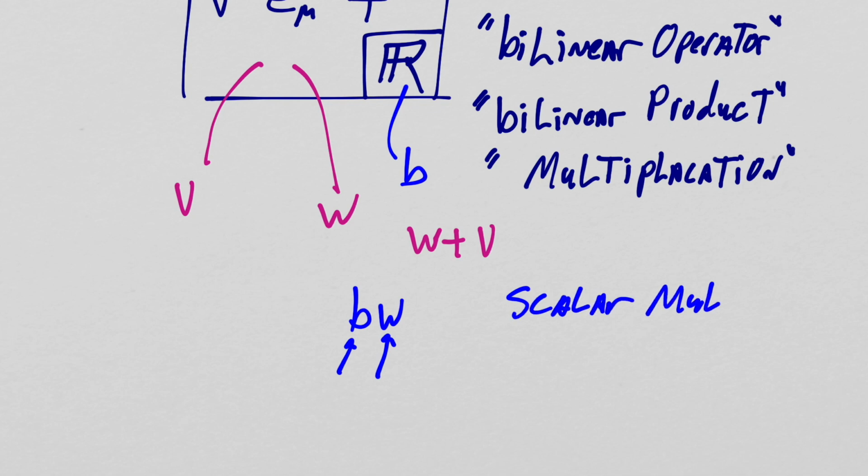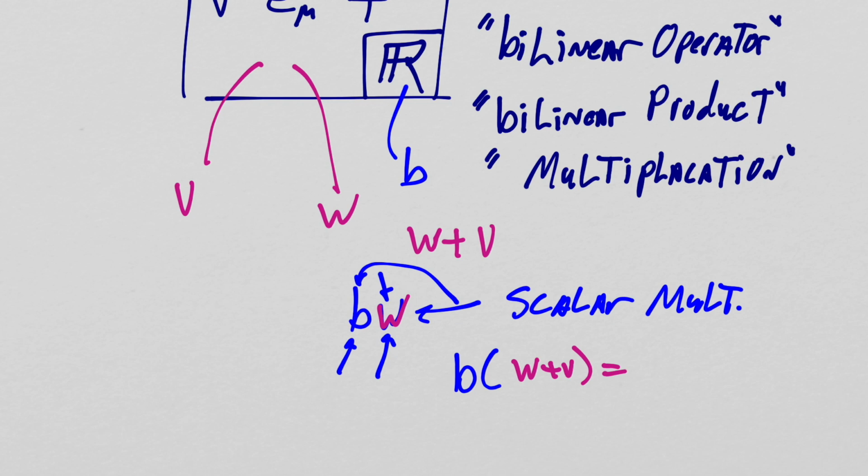Scalar multiplication, right? That's what this is. We've got a scalar here and a vector here. I guess I should make my vector red, right? So scalar multiplication already exists. And scalar multiplication is linear, so we know that b times (w plus v) equals, forget the colors, bw plus bv, right? As long as we know that b is the scalar and w is the vector.